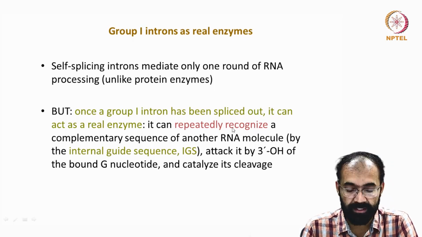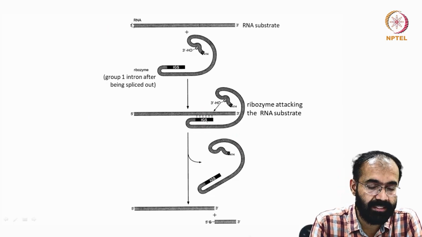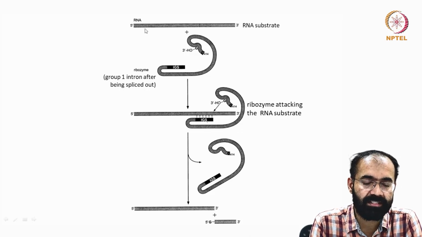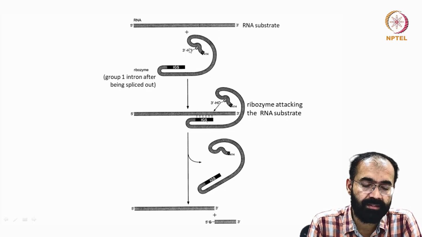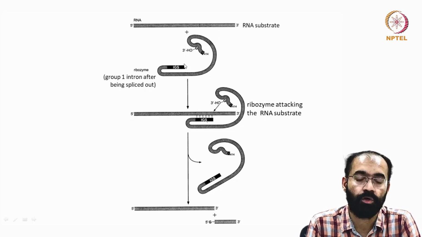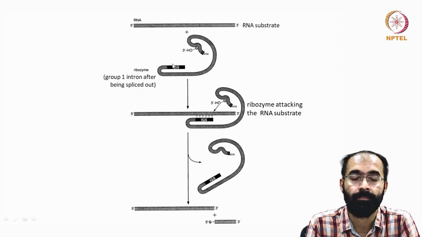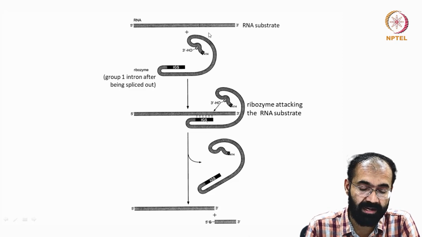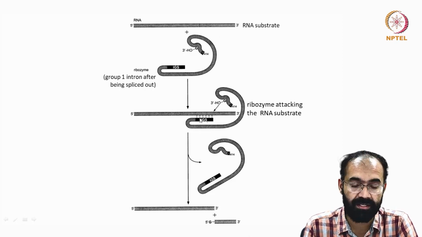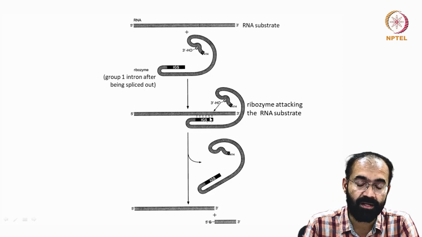Let us see how it is doing in detail. See, this is a target RNA and we call it an RNA substrate, what is in the topmost panel. And now this is a spliced out group 1 intron. It has got an external G attached onto it whose 3' OH is also available for the biological function. Now, it has a unique sequence called IGS, internal guide sequence, which can pair onto the RNA substrate at a selective region. Once this pairing happened, what will happen?